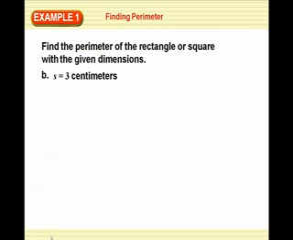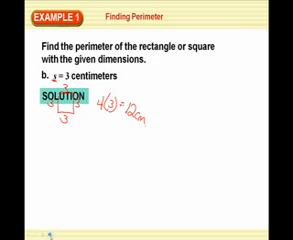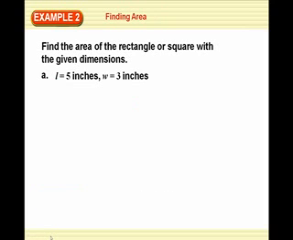Example 2, finding the perimeter. So this time S, it's a square. Since it's S, the side is 3. Try to draw a square. 3. It's 3 all the way around, so you can add up those 3's. There's 4 of them, so 4 times 3 is 12, and that would be 12 centimeters. Notice I'm always labeling because we need to know what dimensions we're dealing with. Let's see what they do. 4S, 4 times 3, 12, and we're good.